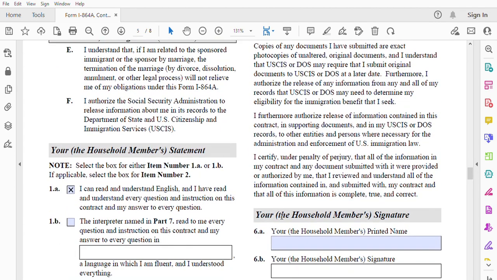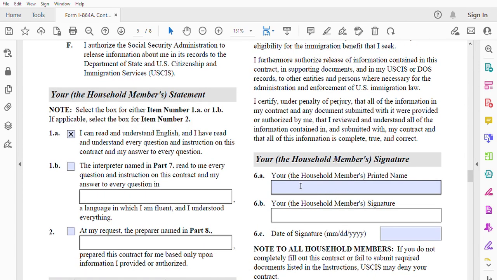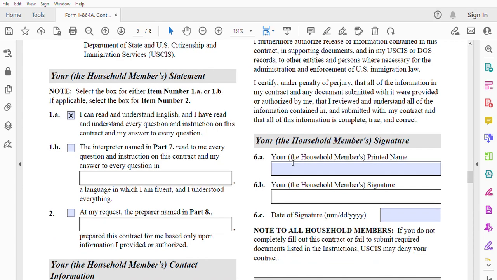So here we're gonna go to part 6A, the household member's printed name. Here is Baker, Omar. As I said again before, you don't have to sign it first. You should first print it and then sign it. And the date of signature is 4/8/2023. A lot of people make a mistake over here. They enter the name instead of the signature. You must print it and then sign it.